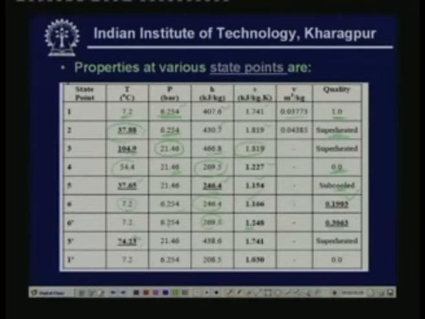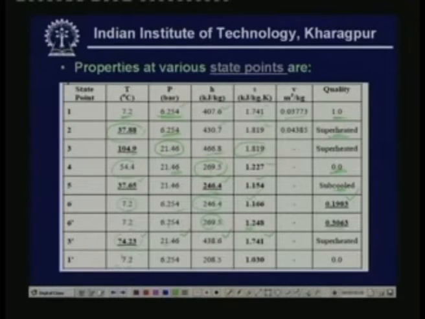And point 3 dash is again for the SSF cycle without liquid suction heat exchanger. At this point we know that the pressure is 21.46 and the entropy is the same as the entropy at the exit of the evaporator, that is 1.741. So, using the entropy value and the pressure value we can find the enthalpy and the temperature.